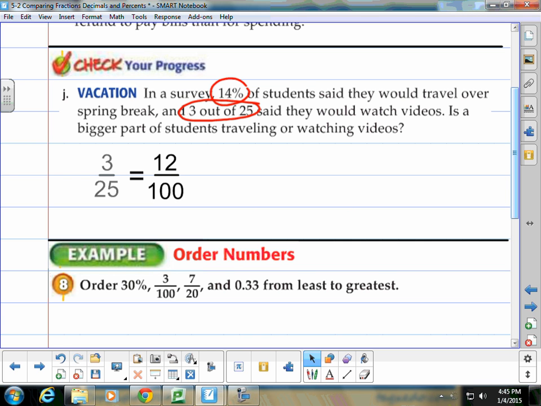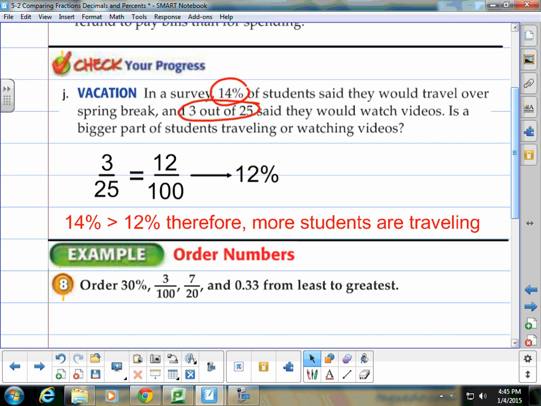So 3 out of 25, you can write this as a proportion, and that's the same as 12 out of 100. That's the same as 12%. So we could get that 12% by doing that proportion. What we know is 14% is greater than 12%. Therefore, more students are traveling than they are staying and watching videos.